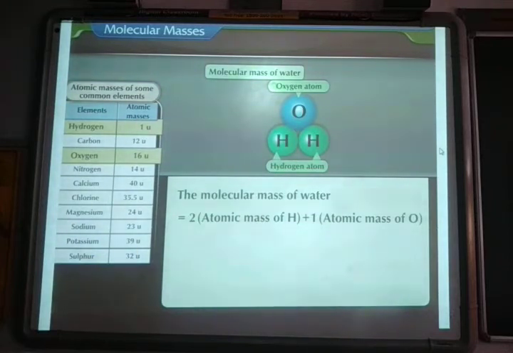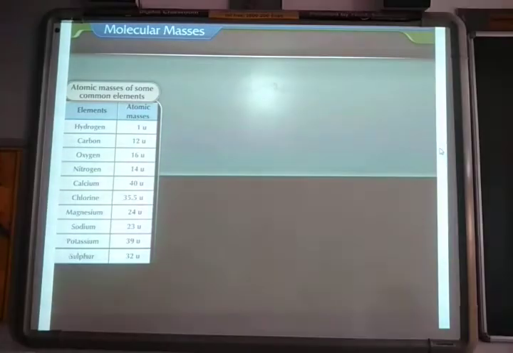We know that the atomic mass of hydrogen is 1 unit and that of oxygen is 16 units. This is equal to 2 multiplied by 1 plus 1 multiplied by 16. Therefore, the molecular mass of water is equal to 18 units.